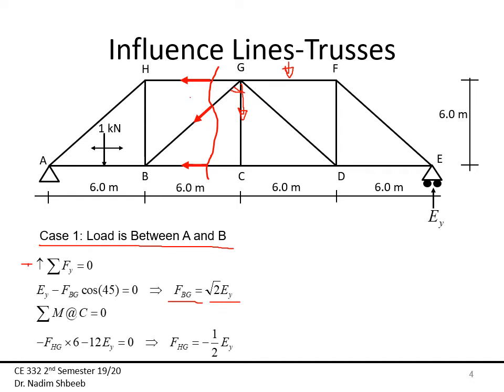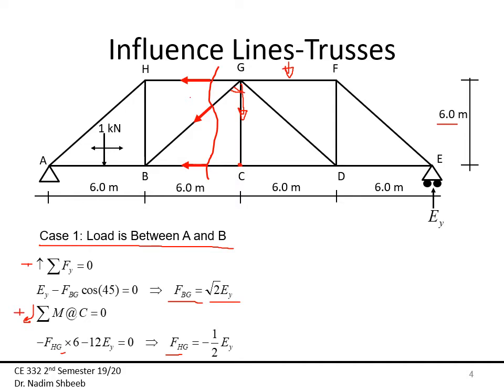Now I take the summation of moments about C equal to 0, and I usually take this as my positive direction. Then I would have negative FHG times this distance, which is 6, also minus 12 EY equal to 0. Then the force HG is minus 1/2 EY.